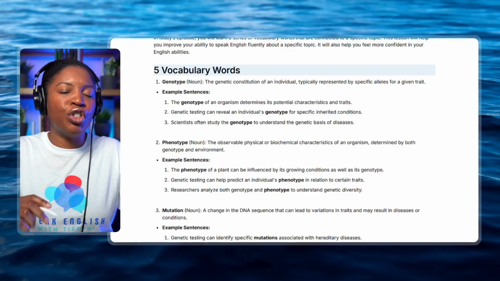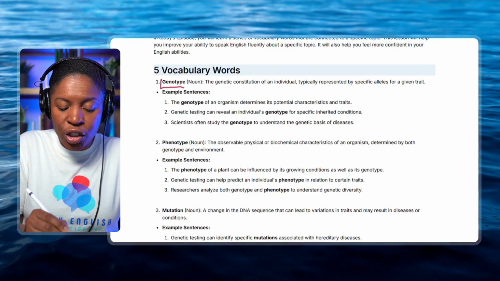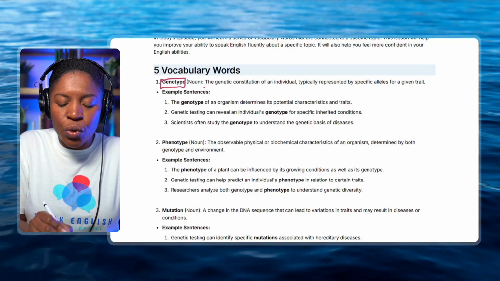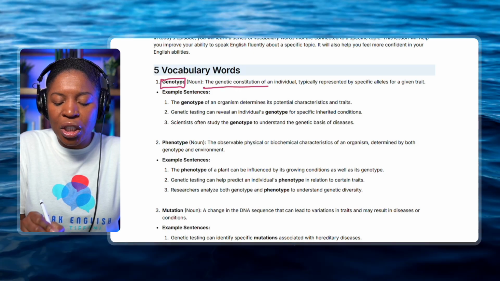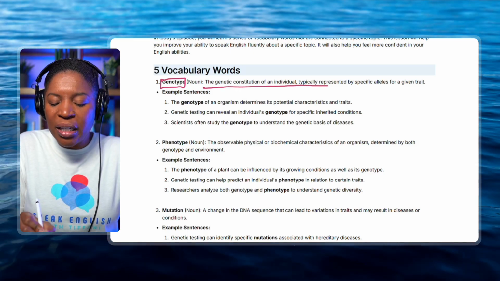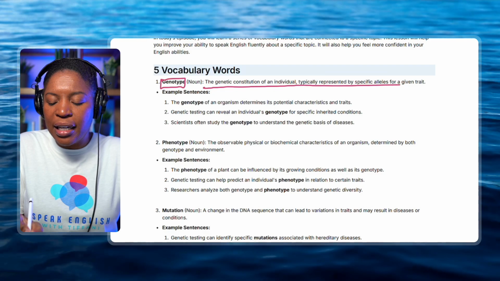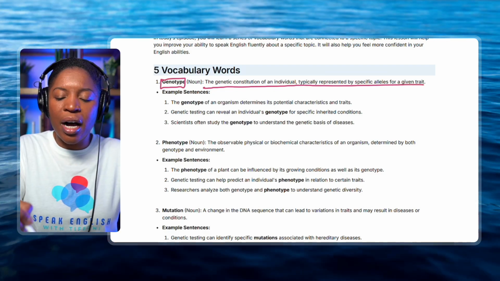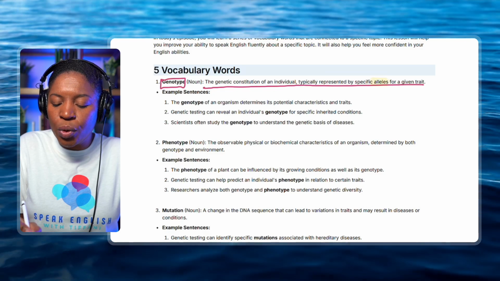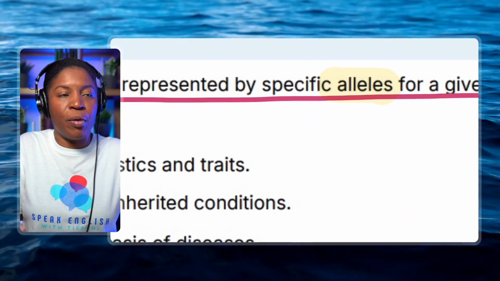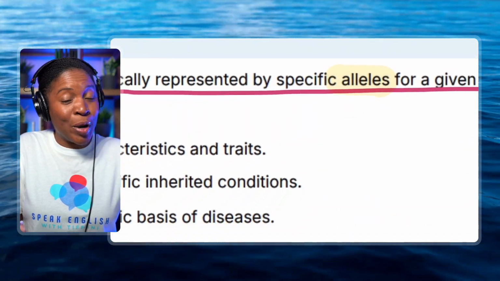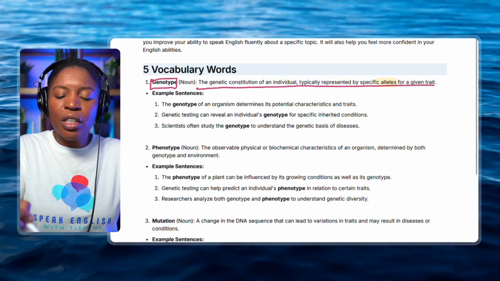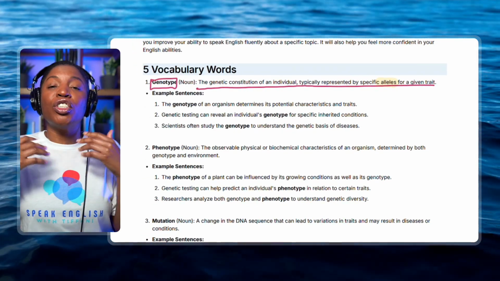But what is a genotype? This term is something that we're going to dive deeper into. So, genotype, this term just refers to the genetic constitution of an individual, typically represented by specific alleles for a given trait. Now, just a heads up, later on in our lesson, we're going to be going over this term, allele, so don't go anywhere. But the term that we're looking at right now, again, is genotype.